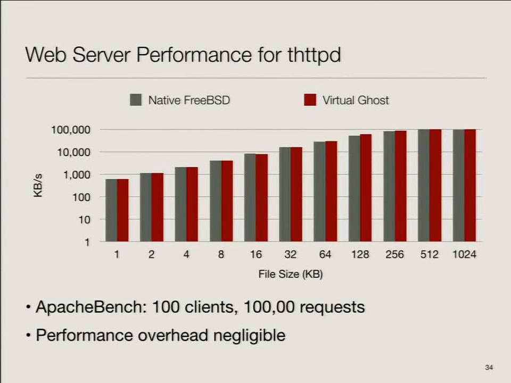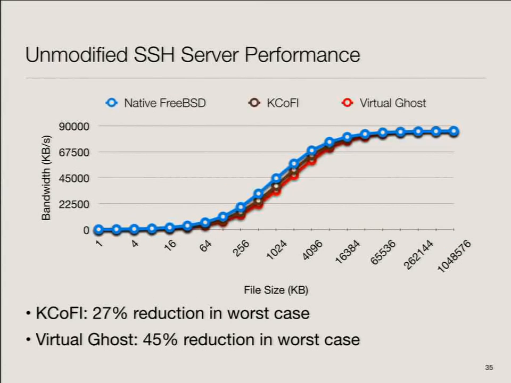All right, that's multiple clients. What happens if what you want to do is you just want to transfer one file, transfer it over the network as quickly as possible, and use an encrypted connection so that no one changes your file or sneaks up on the contents of your file during the transfer? So what we did is we took an unmodified SSH server. So this is not using ghost memory. This is an unmodified SSH server running on a native FreeBSD system, the KCoFI system, and the Virtual Ghost system.